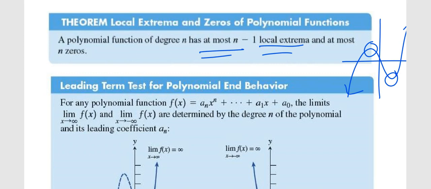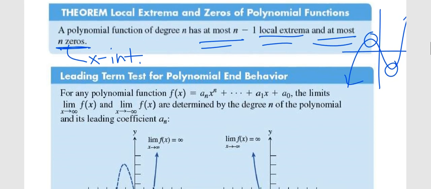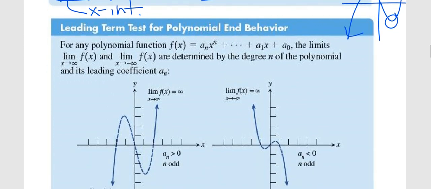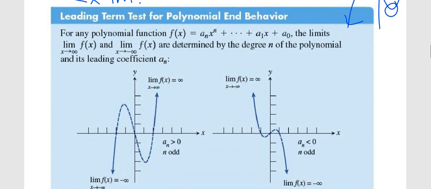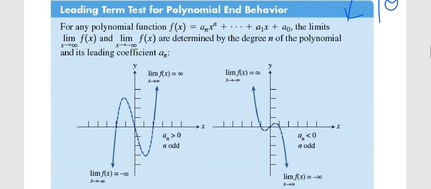So we will get up to n minus 1, or 1 less than the degree, local extrema, and we'll cross the x-axis. Remember, this is where we cross the x-axis because these are our x-intercepts. The most number of times that you can cross the x-axis is the degree of the function. Could we cross less than that? Sure, we could. But the most number of times would be the degree of that polynomial. Okay, we've already discussed this. This is all review right here.